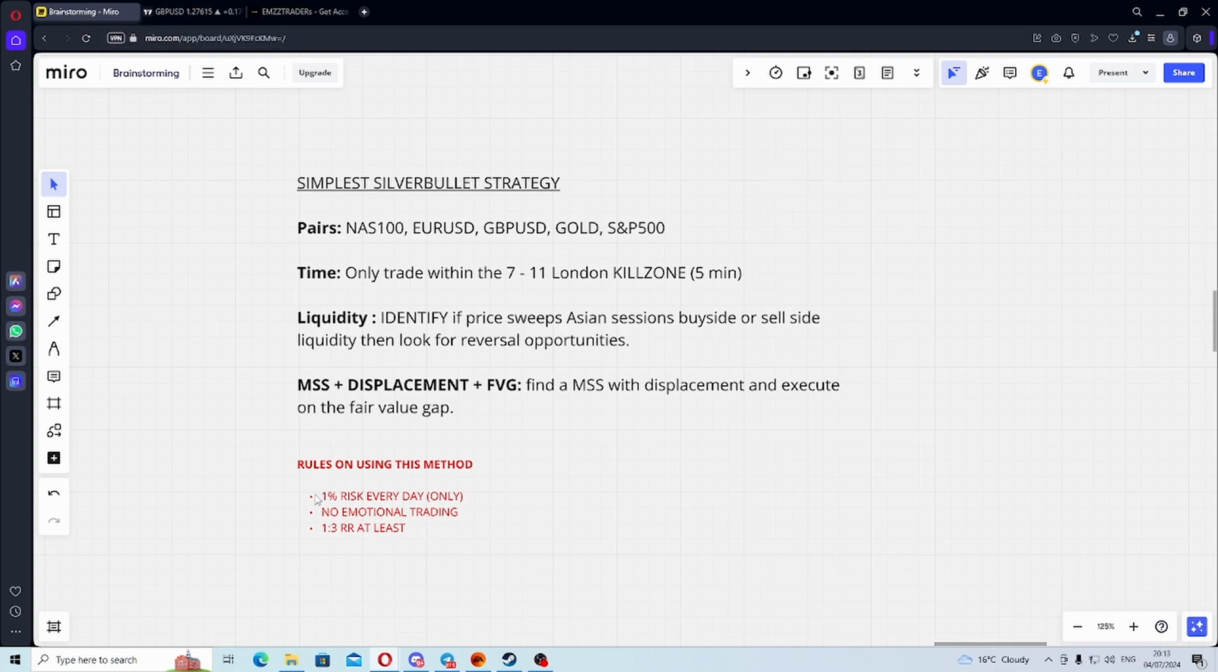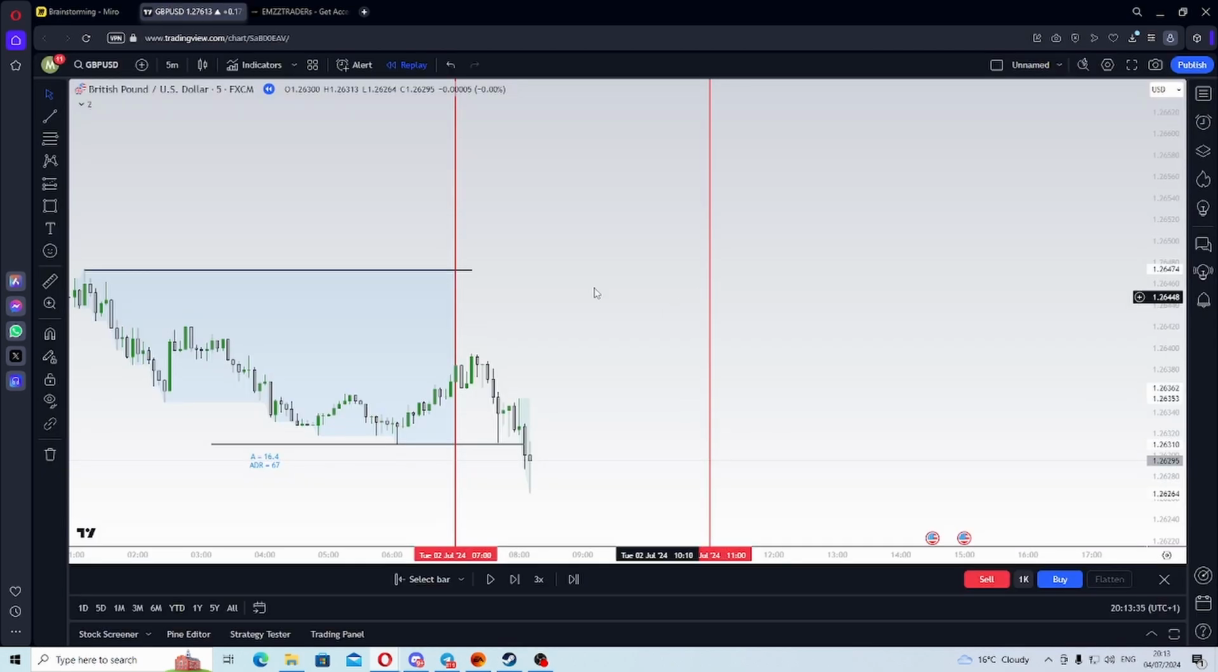Just before that, there's some rules on using this method. Okay, you only risk 1% every single day only. Now there's no emotional or events trading within the strategy or you will fail. Okay, you'll fail your challenges. Now I need you to always, and keep this in your playbook or whatever, 1 to 3 risk to reward ratio always.